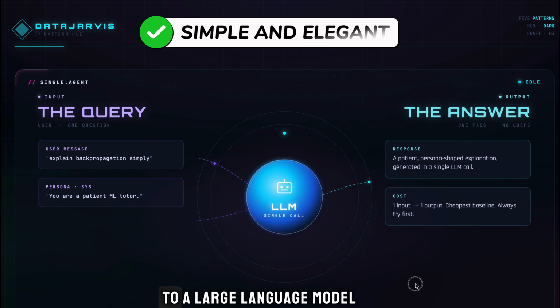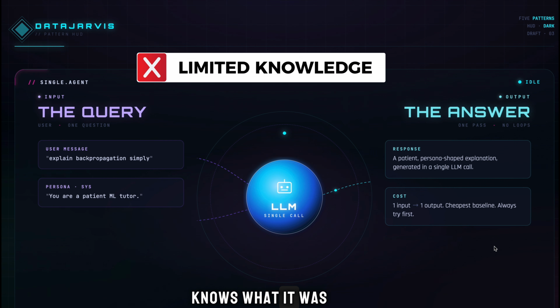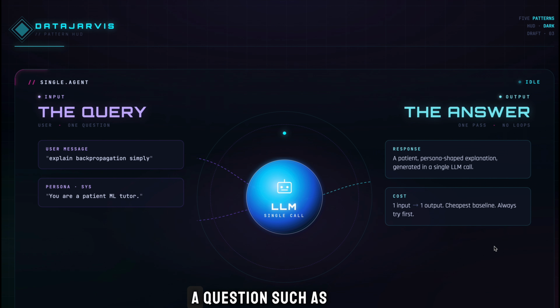You send a question to a large language model, it answers. Nothing fancy about it. But the model only knows what it was trained on. So if you ask a question such as, what's the weather right now? The agent will freeze. Every model has got a knowledge cutoff.